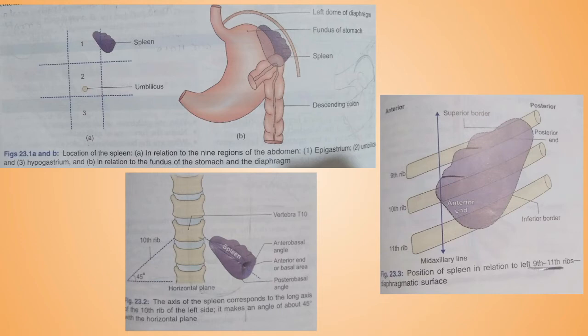Now last is the hilum of the spleen. The hilum basically lies between the superior and the intermediate border of the spleen and it is pierced basically by the branches and the tributaries of the splenic vessels.